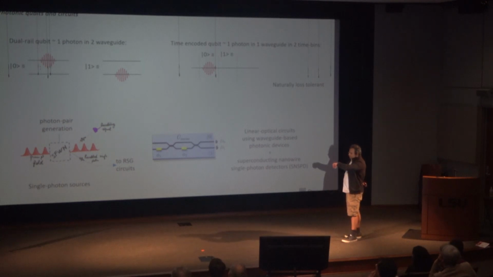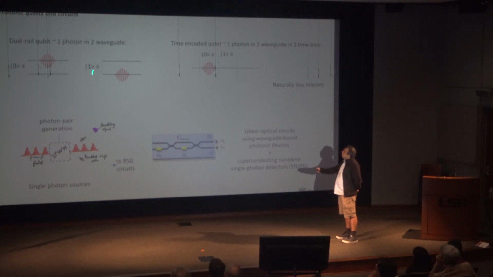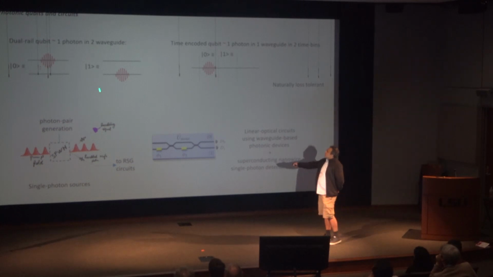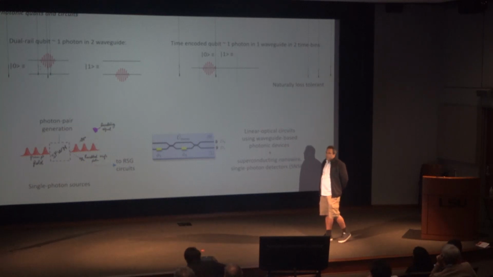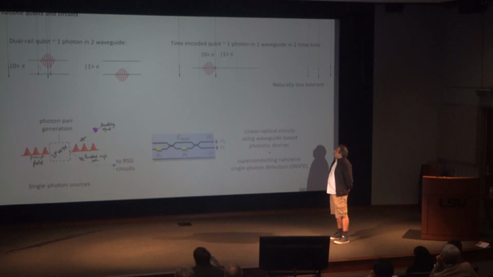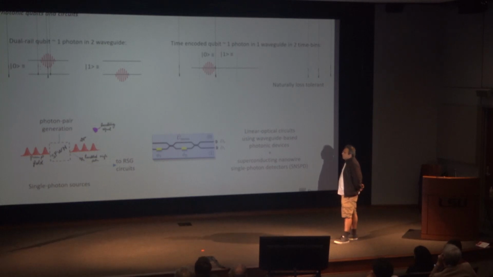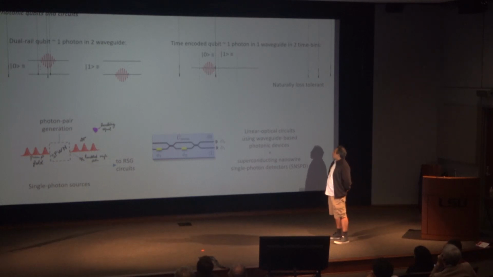So, I'm going to review the circuits. We work with dual rail qubits. A qubit in our system will be defined by a single photon that's in one of two waveguides. We can also encode a qubit in time, in which case the 0 and 1 logical states are defined by the time bin in which the photon is located. One advantage of a dual rail qubit is that it's a naturally fault tolerant encoding. But if you don't measure anything, then it's not there.